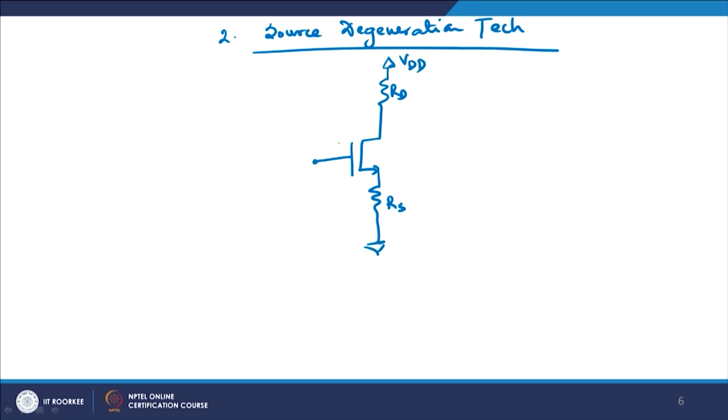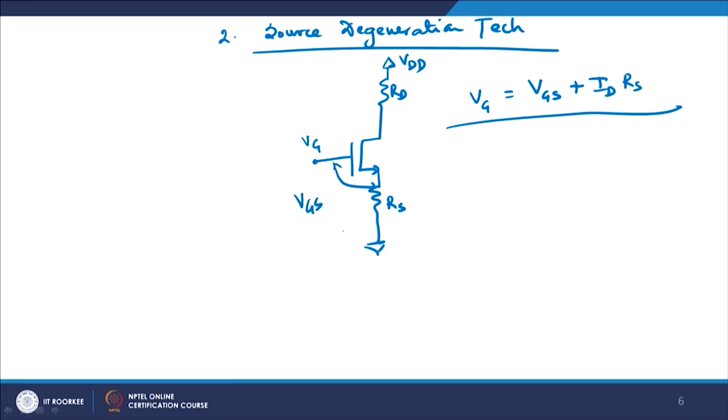So I have a VGS of course available here. If you write it, this is the value of VG. So VG will be nothing but VGS plus ID times RS. This is the value of VGS here, and ID is the current which is flowing here. So ID into RS is the voltage drop across these two points. You add this voltage drop to the VGS and you get the total gate voltage. So the total gate voltage is therefore made up of VG minus VGS.